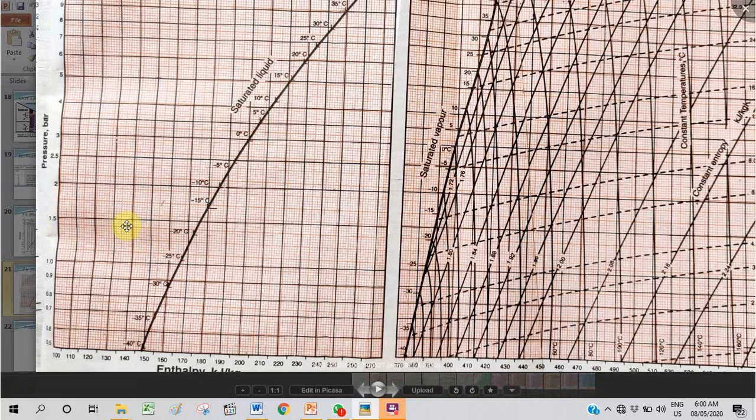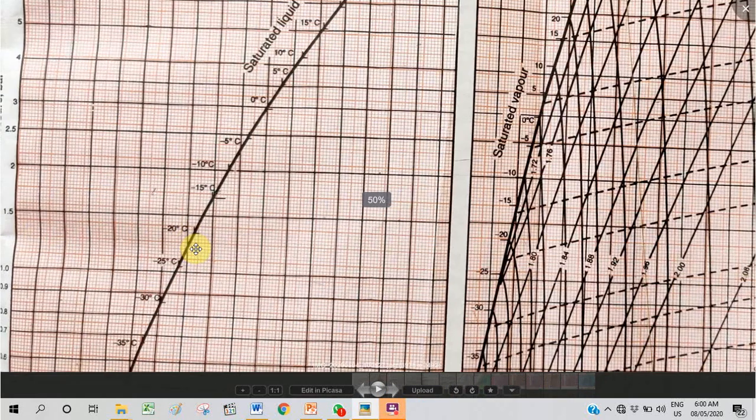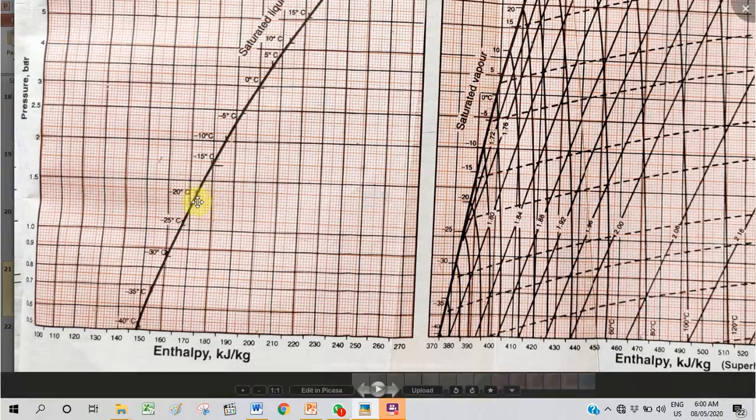So I was telling about this. Then enthalpy of liquid HF will be this much. I will come down here on the enthalpy scale. It is about 175 kilojoule per kg, and for same minus 20 degree Celsius saturated vapor enthalpy will be 390 kilojoule per kg. Okay, kilojoule per kg, sorry.